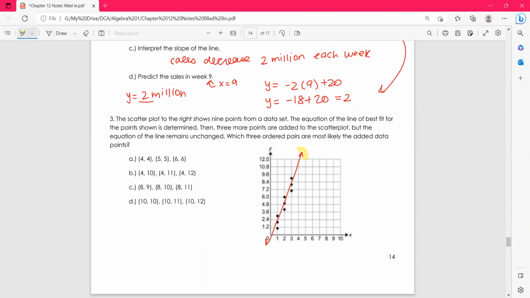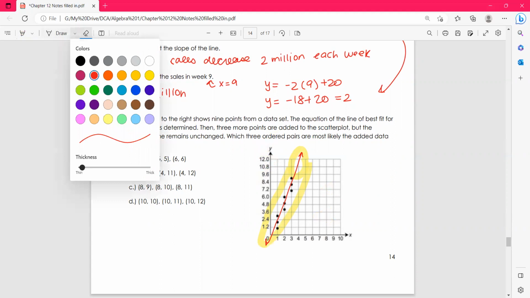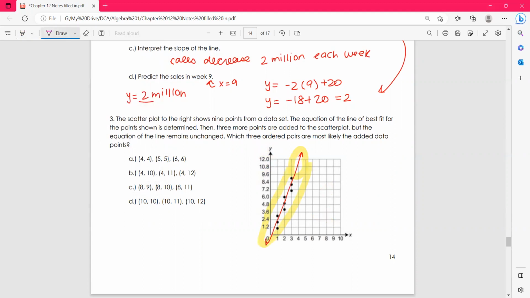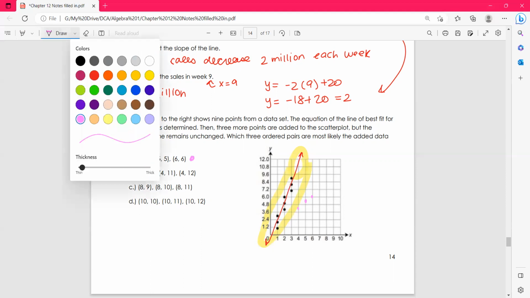In fact, it's probably going to cluster up here or anywhere in this region. We would want these points to be. We don't want them anywhere else because then that would change my line of best fit. So let's go ahead and look at these points here. We've got 4, 4, 5, 5, like right away, 6, 6, like this isn't it, right? Those 3 pink points that I just plotted would totally change the line, the trend line.